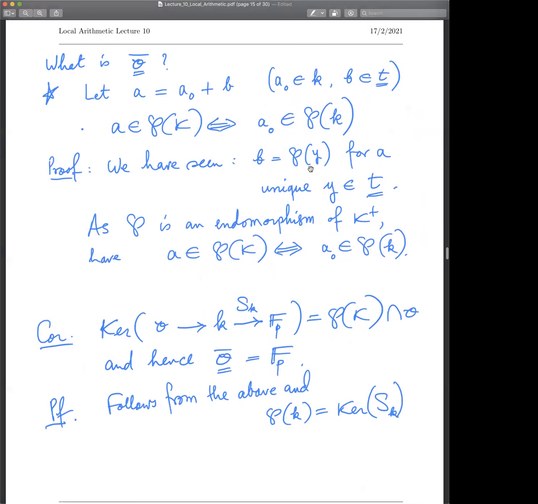Okay, so this is what I needed in order to compute O bar, and I'll just wait for 2 minutes if you have any questions.